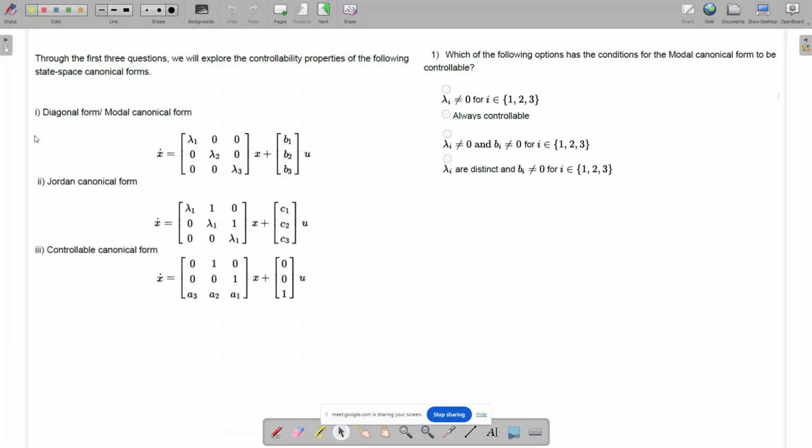The screen is visible? Yes, sir, visible. Okay, okay.